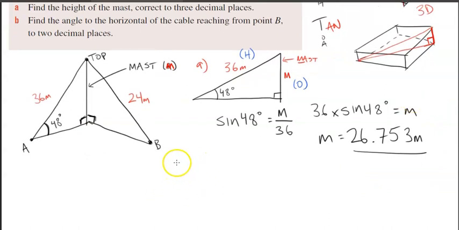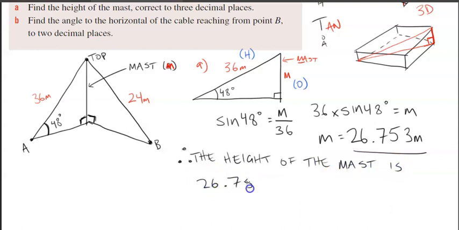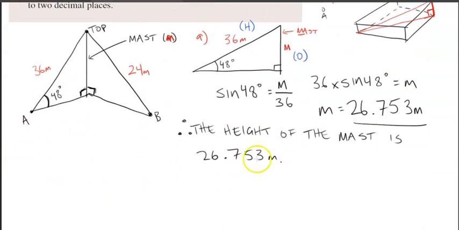Now, before we do that, remember, it's a word question, so therefore we have to answer it in word format. Therefore, and this one's a simple one, the height of the mast is 26.753 meters. Remember your context, guys, is in meters. So we have to answer it in meters. We can't just answer it in centimeters or just leave it as a numerical value by itself.